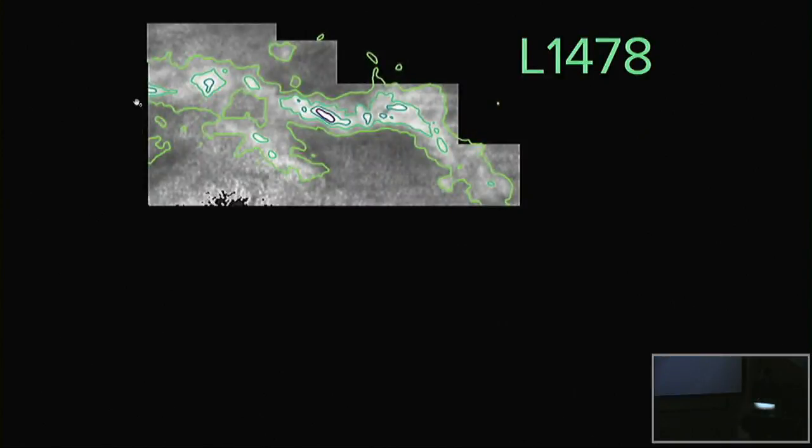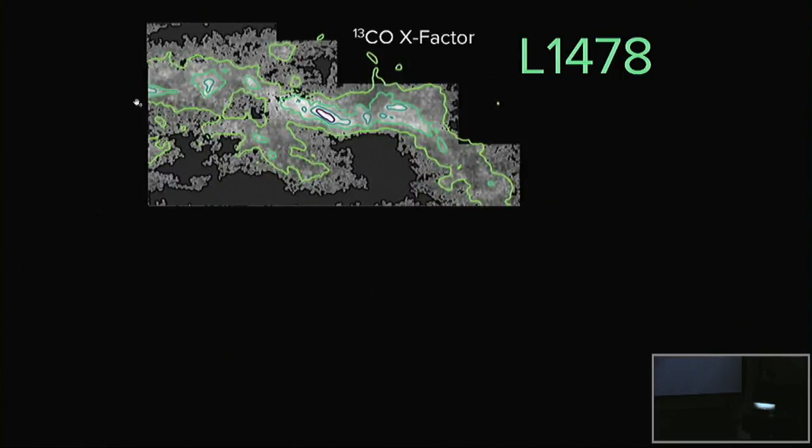And so we can map the X factor. This is the 12CO X factor in gray with extinction contours overlaid. And since we have different bands, we can also do 13CO. And so we can see that it traces the extinction well.